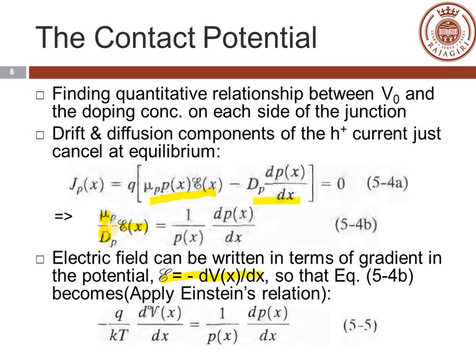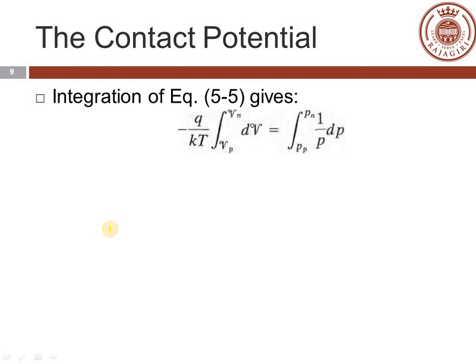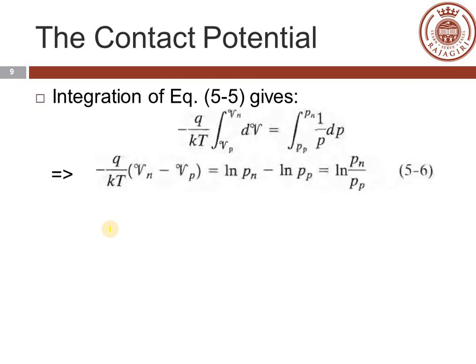Now we will integrate this particular equation from the P region to the N region, as shown over here. This is minus q/kT times the integral from Vp to Vn, that is potential at the P region to potential at the N region, of dV, equal to the integral from pp to pn of 1/p dp, where pp is the equilibrium hole concentration at the P region and pn is the equilibrium hole concentration at the N region. Then we get this equation, and finally we get V0 equal to kT/q times ln(pp/pn), where Vn minus Vp equals V0.